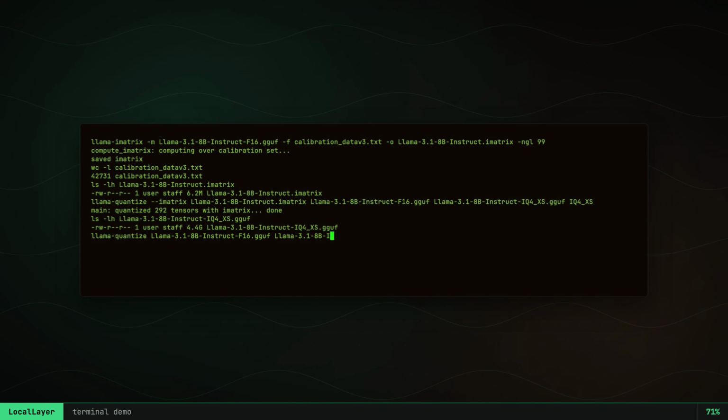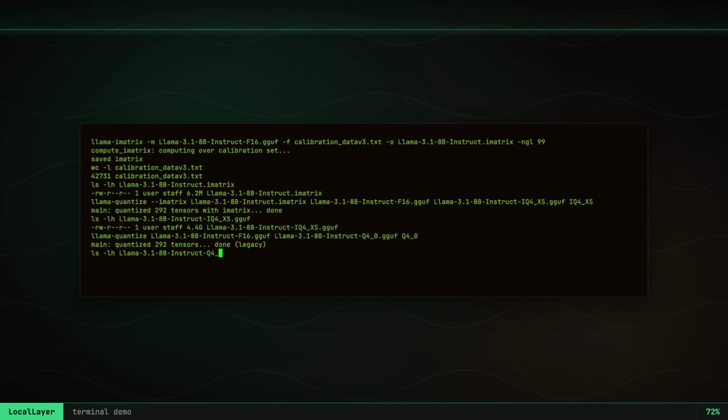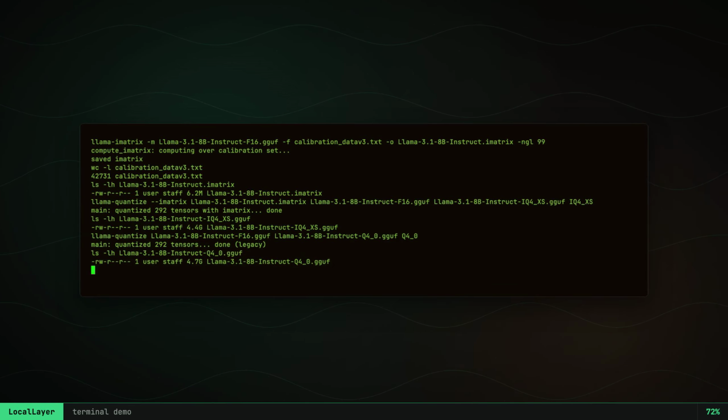Feed that imatrix straight into llama-quantize with the imatrix flag and pick a low bit type, IQ4_XS here. That's the step that actually earns the low bit quant its keep, a real quality gain, right where linear K-quants would otherwise fall apart. And even without an imatrix, K-quants already beat the legacy Q4_0 line at the same file size. That's why Q4_0 isn't recommended for new quantizing anymore.